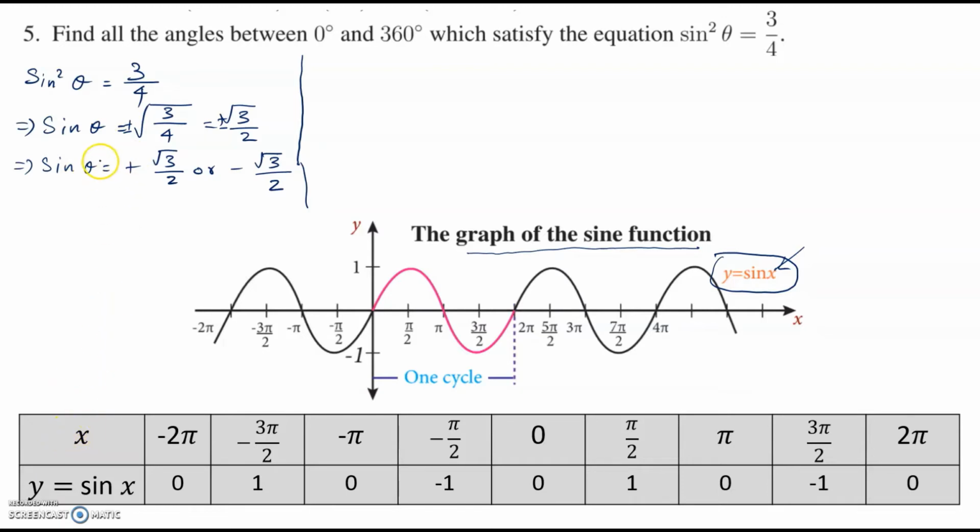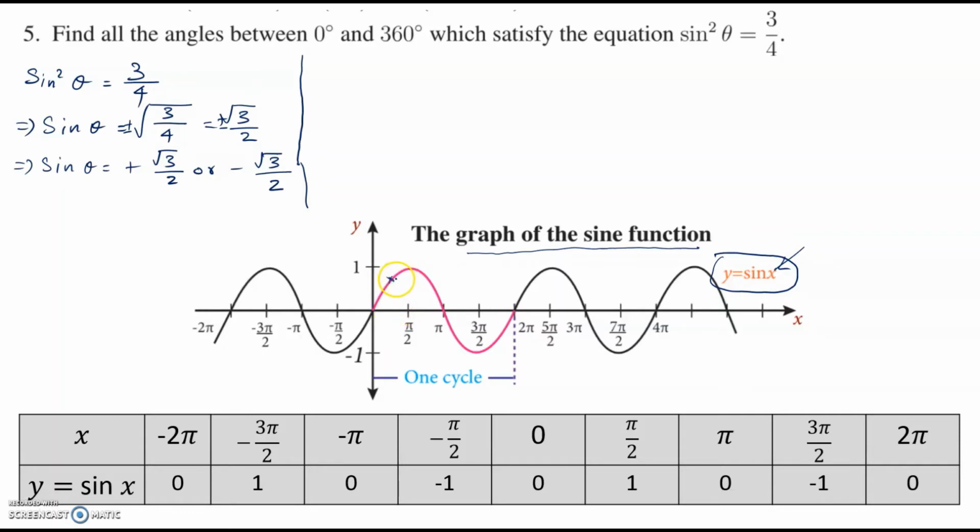For what values of x is the value of the function y equal to sine theta equal to plus root 3 by 2 or minus root 3 by 2? So let's look at this curve here. Now, root 3 by 2, we know that sine 60 degrees is root 3 by 2. So when I say sine 60 degrees, it's going to be a point somewhere here. So let me mark that point. Let's say that this is 60 degrees.